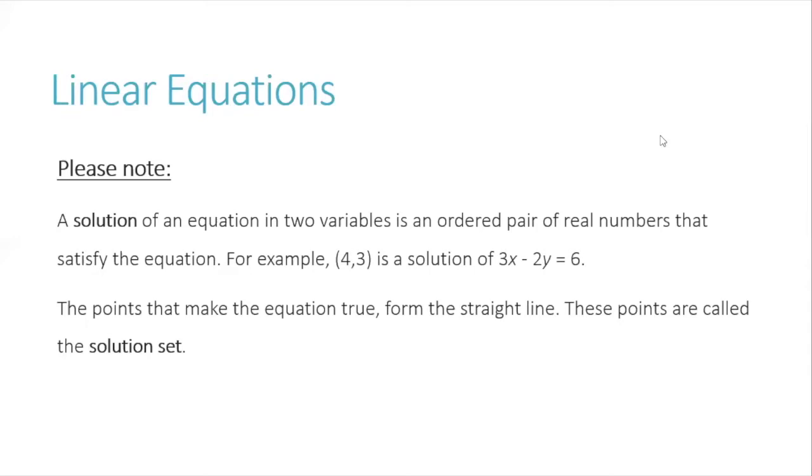And so once again, the points that make the equation true form a straight line. And so these points are called the solution set. When we have linear equations that have two variables, and in most cases your two variables will be x and y, the ordered pair or your coordinates will be your x and your y values.